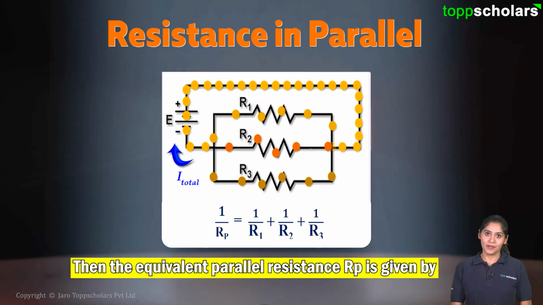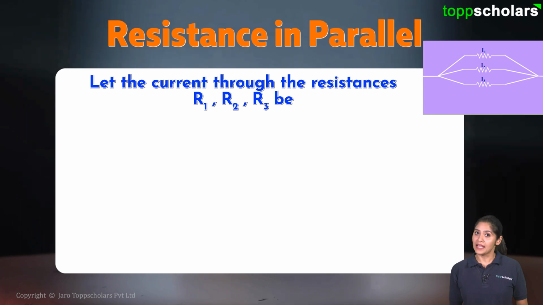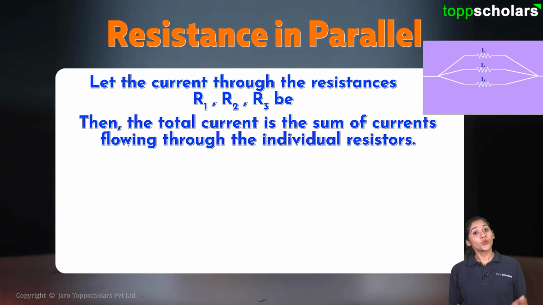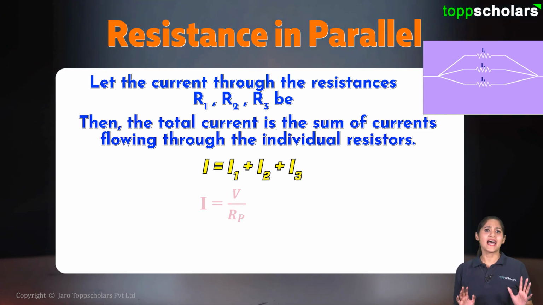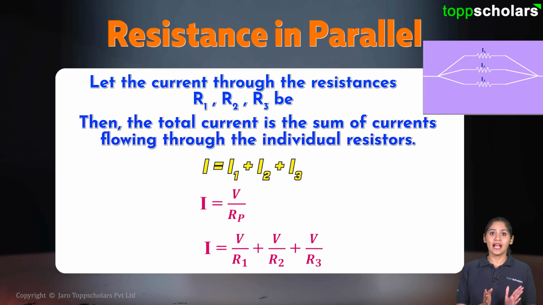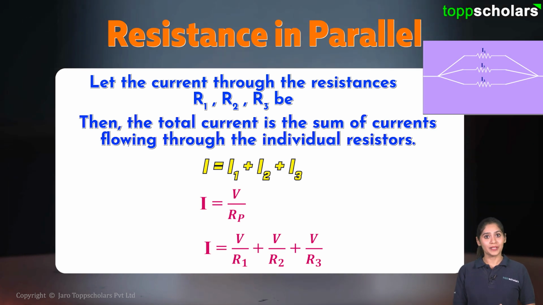Let's derive this expression. On a quick note, if the current through the resistance are I1, I2 and I3 respectively, then the total current is I equal to I1 plus I2 plus I3. Back to the derivation. As per Ohm's law, we have the expression I equal to V upon Rp. Substituting Rp, we have I equal to V upon R1 plus V upon R2 plus V upon R3.